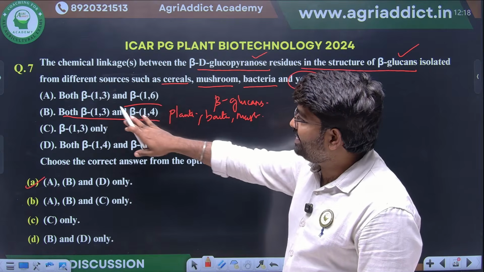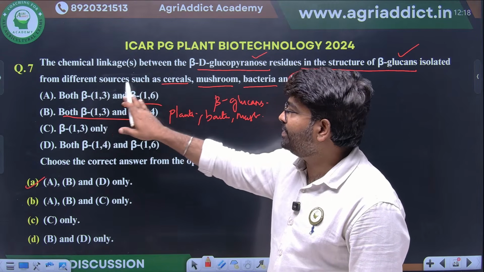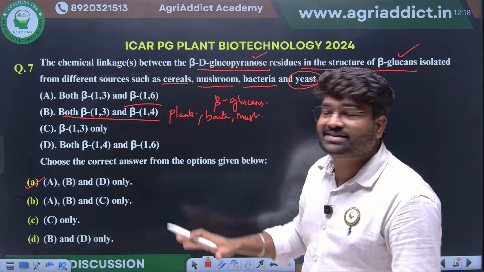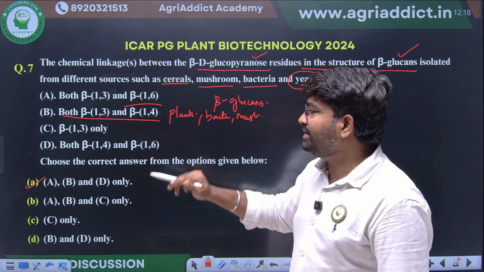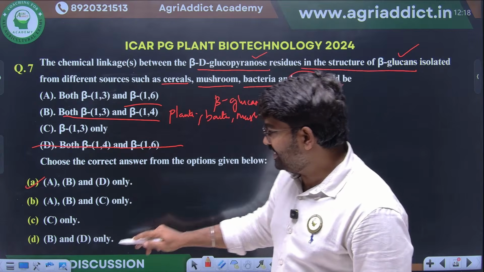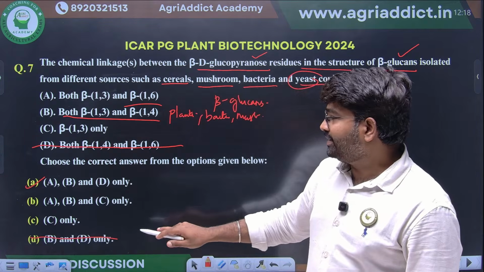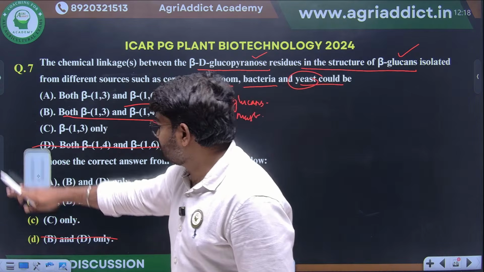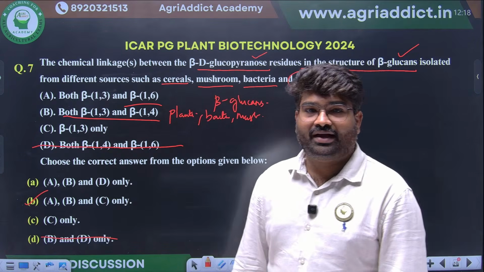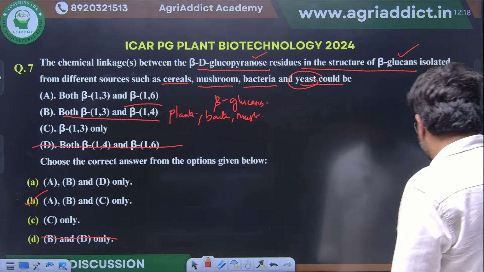You see here, beta 1,3 is common to everything, but beta 1,6 or beta 1,4 will be there. There will never be an existence of beta 1,4 along with beta 1,6. So option D is ultimately wrong. Wherever D is coming, that is ultimately wrong. So what will be the answer? A, B and C will be the right option. I hope this is clear for everyone.